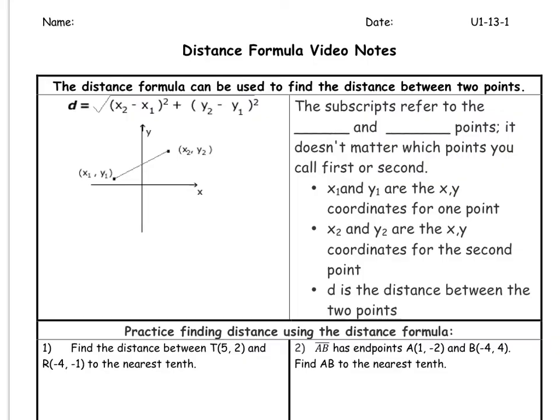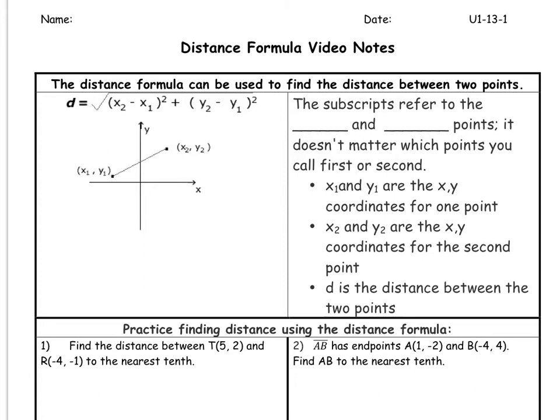So the distance formula can be used to find the distance between 2 points on the coordinate grid. And the 2 points that we're looking at in this case are, this is the first point, which is x1 and y1. This is the second point, which is x2 and y2. And there's variables in there so we can see how those variables go in the distance formula equation.